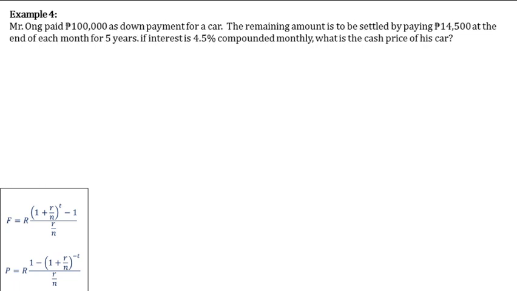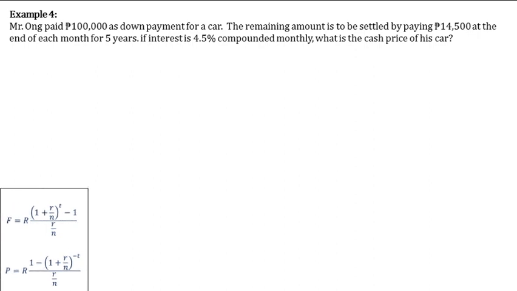Example number 4. Mr. Ong paid 100,000 pesos as down payment for a car. The remaining amount is to be settled by paying 14,500 at the end of each month for 5 years. If interest is 4.5% compounded monthly, what is the cash price of his car?